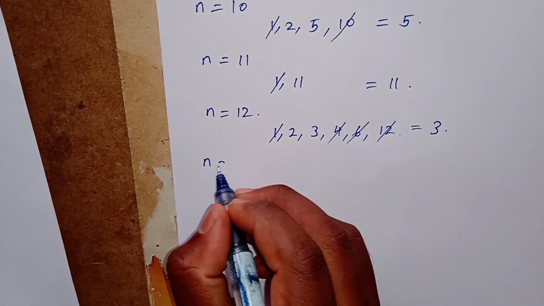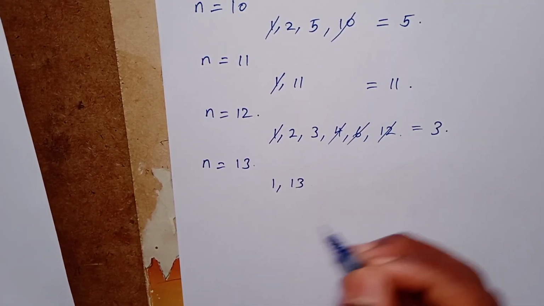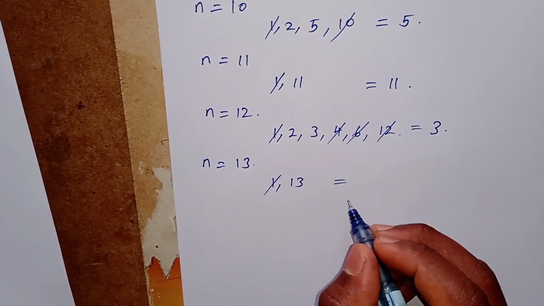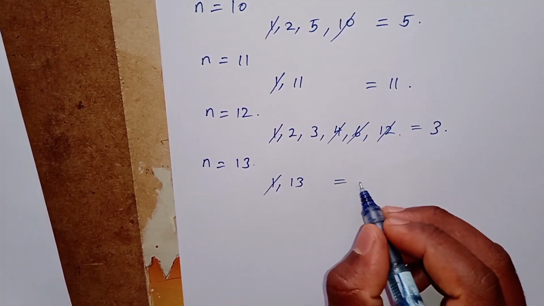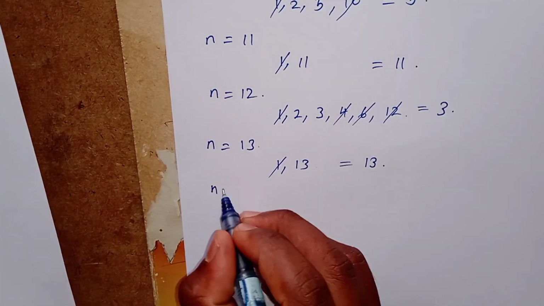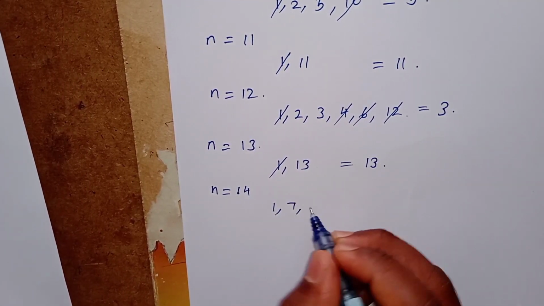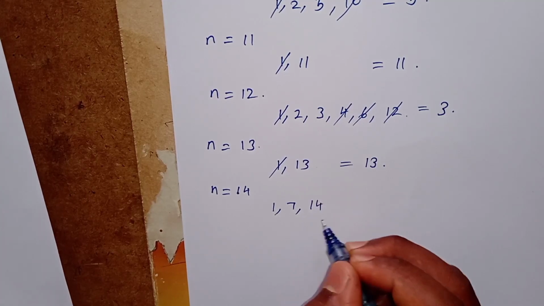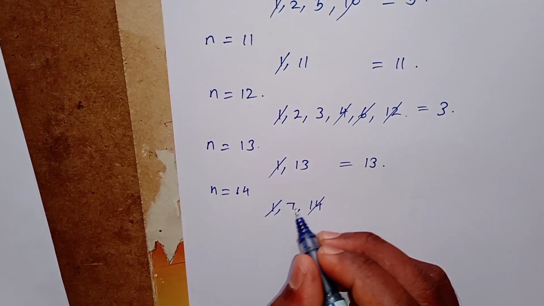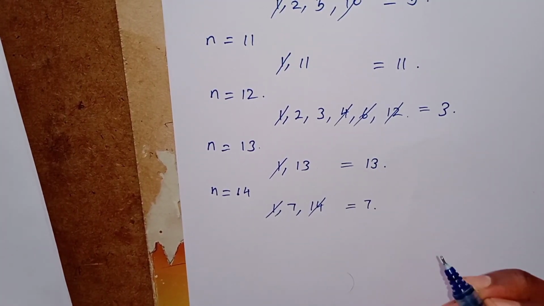Next, n equal to 13. Now 1 and 13 are my factors. Now 13 alone is present, and 13 is a prime number. The highest prime number is 13. Now n equal to 14. The factors are 1, 7, 14. Here only 7 is my prime number. Therefore 7 is the highest prime number here.